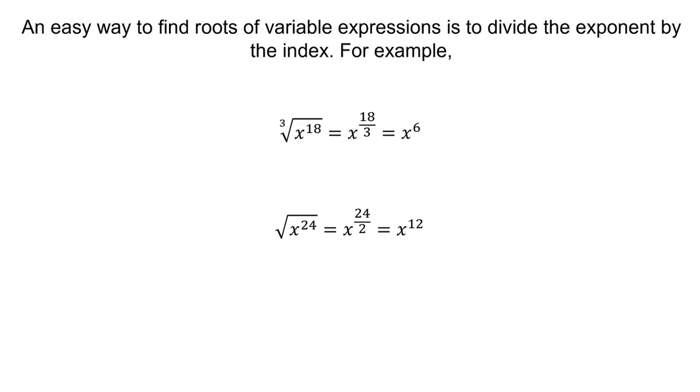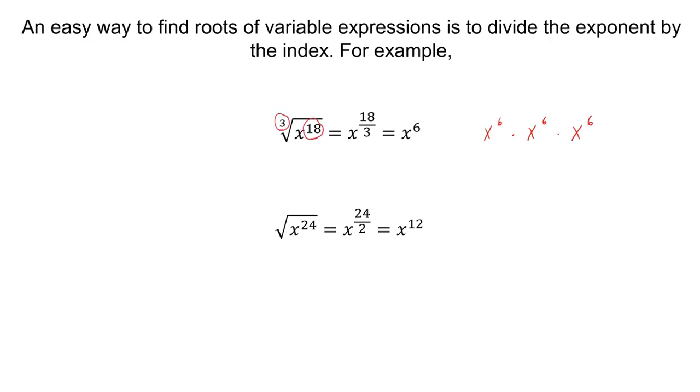So for example, if we want to find the cube root of x to the 18th, all we have to do is divide 18 by the index 3, and that gets us 6. So the cube root of x to the 18th is x to the 6th. And that makes complete sense if you think about it, because x to the 6th times x to the 6th times x to the 6th is equal to x to the 18th.